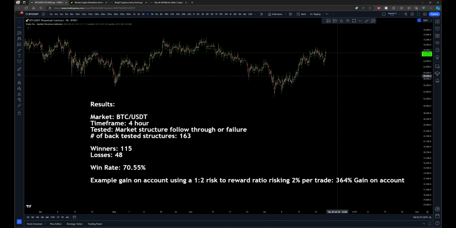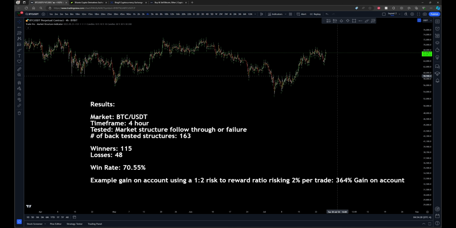All right, here are the results. So you can see just how well this works in giving you an accurate bias that works most of the time. So this was tested on Bitcoin 4-hour time frame, and I'm just testing market structure, follow through, or failure. The number of back-tested structures for this was 163. I just tested all of the Bybit price data on TradingView. And then out of those 163, how many followed through?